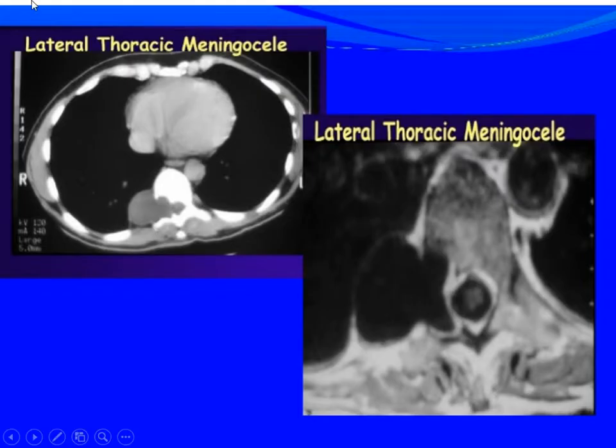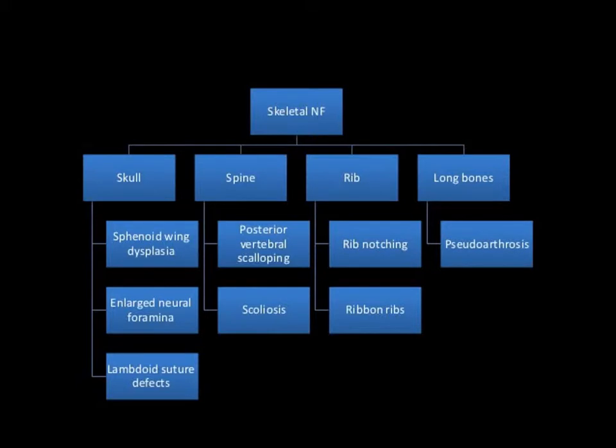This lateral thoracic meningocele is a well-defined paravertebral mass, and the signal intensity is like CSF because it is a meningocele. It's from the meninges. In the thoracic region it is also associated with kyphosis. They are features of neurofibromatosis.